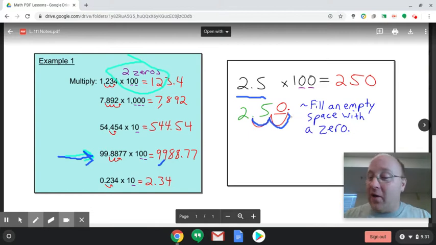So that's really all there is to lesson 111. You just count the number of zeros that come after the 1 and move your decimal over that many spots to the right. And it's the same for dividing. If you have a decimal and you're dividing by 100, well, you just count the number of zeros. But since we're dividing, we move to the left since we need a smaller number when we're dividing. But either way, multiplying, dividing, count the number of zeros. For multiplying, move the decimal to the right. For dividing, move it to the left.